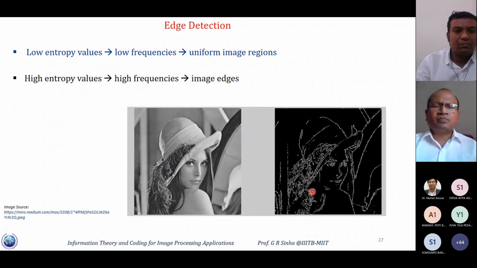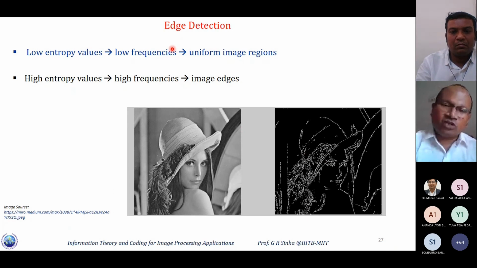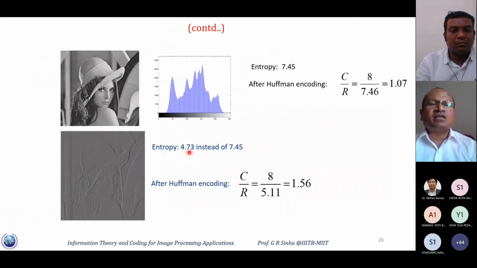This is a kind of application where you can see in the second image edges. Edges are high frequency contents. You can see the edges and boundaries of the picture. In terms of image processing, edges are called high frequency, and they have high entropy values. Low entropy values, low frequency. Why am I giving this statement? Because I have mentioned here lower entropy value, higher entropy value.